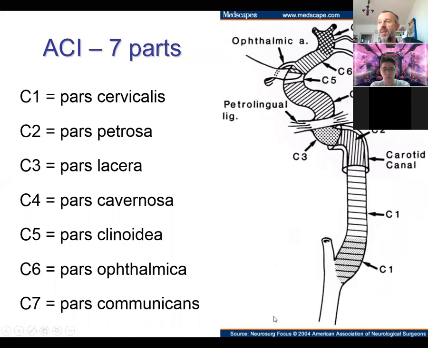So the first part is the cervical part. For us important, no branches, and it's dorsolateral. And at the beginning we have this sinus, which is the baroreceptor.